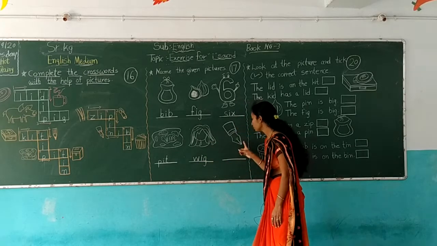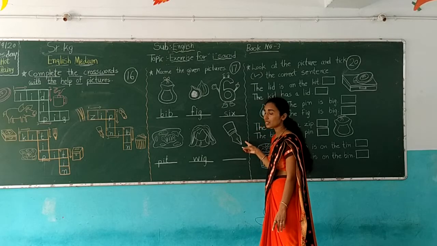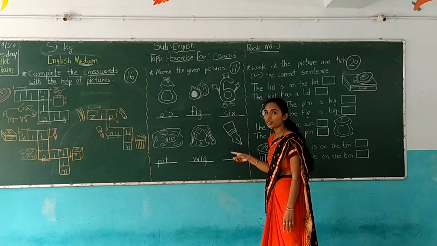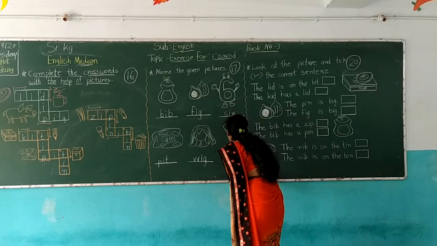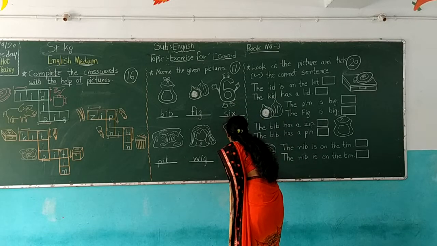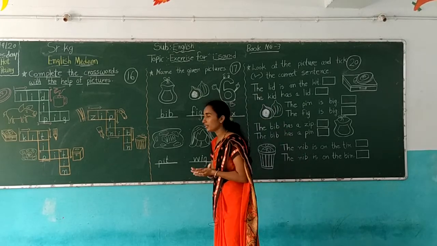And here, which picture is this? Nib. So here we write na-ib, nib. Na, ib, nib. Na, ib, nib. This exercise, children, repeat with me.